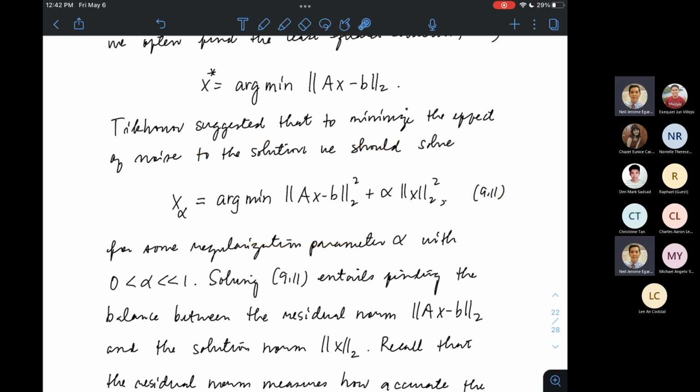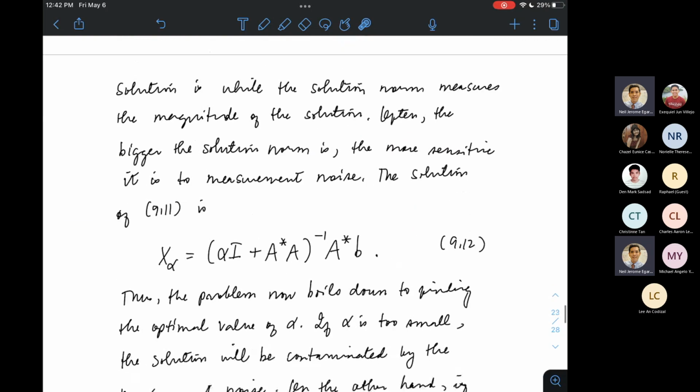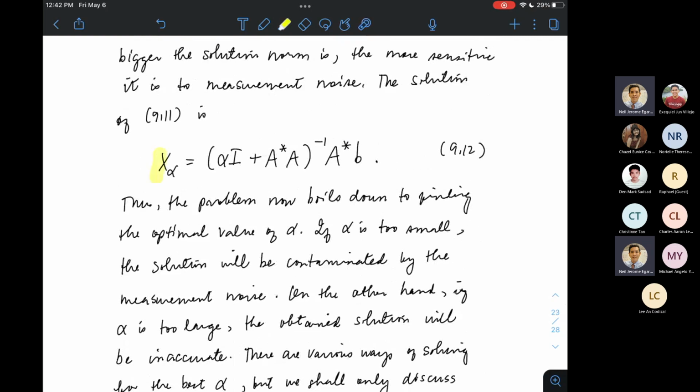Now, there are several problems here, sir. Ang laking optimization problem na. Kailangan kong i-minimize itong sum ng mga functionals na yan. Is that difficult? Well, actually, it turns out it is not that difficult. The solution x alpha that we have over here is actually already solved. Ito na yung closed form solution niya.